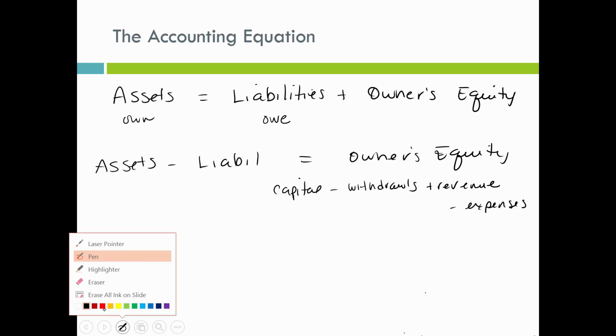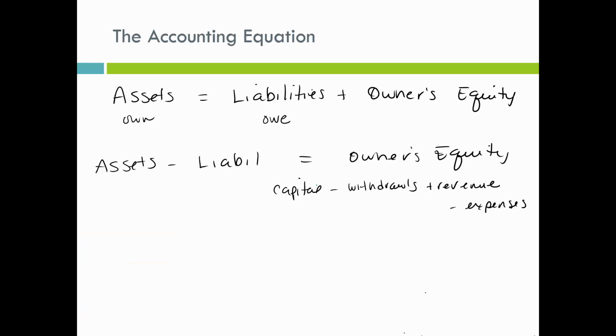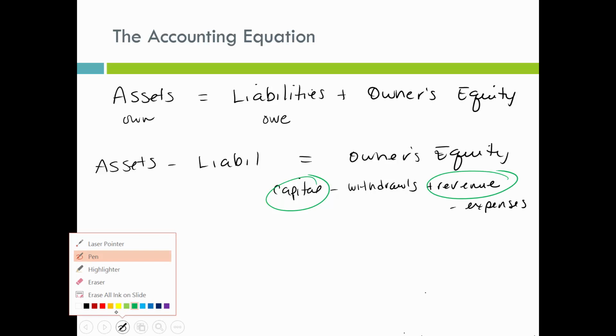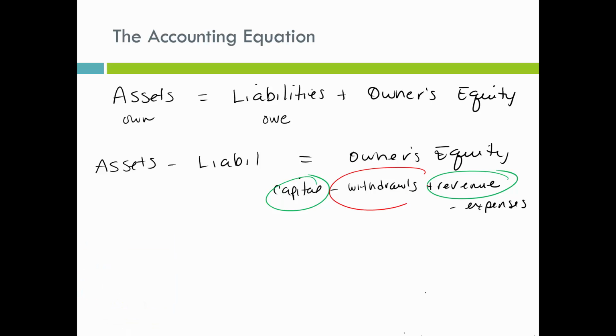let's change color. We can see that capital and revenue are positive numbers. Those are things that add to owner's equity. And then withdrawals and expenses are negative. Those are things that bring owner's equity down. But all 4 of those are part of owner's equity. So really we've got 6 different types of accounts: assets, liabilities, capital, withdrawals, revenue, and expenses.